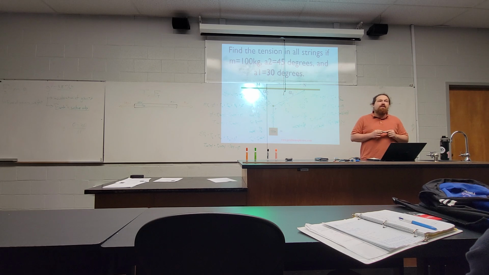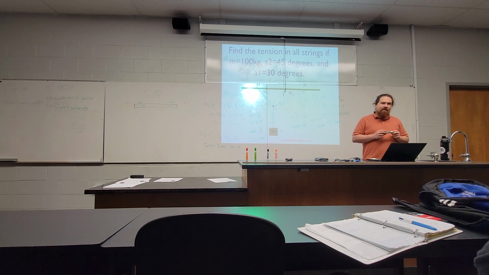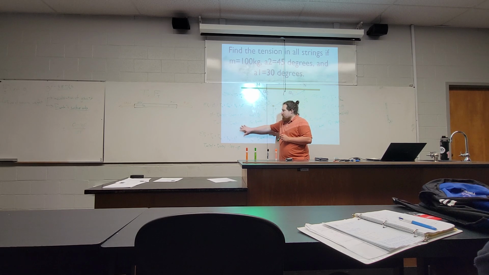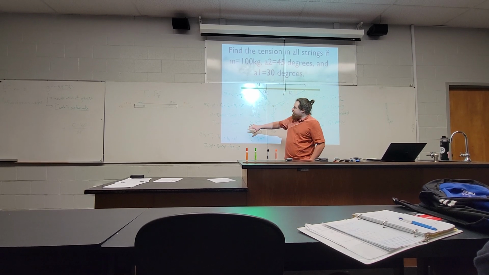But what could we do instead, rather than just give up? I hear someone muttering it. Can't you plug in T2 sine 45 from T1 sine 30? Yep. And then move the 980 over and just cancel everything out, basically divide. You're getting to the right point.